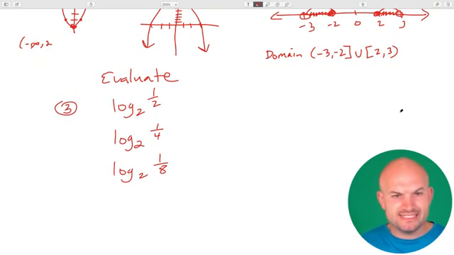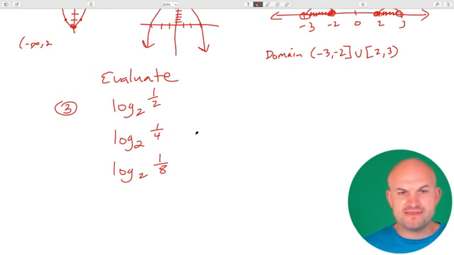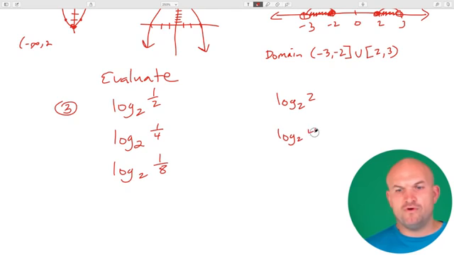All right, next one is evaluate. Well, so I think really to understand this one, we got to understand what it means without fractions. So what is log base 2 of 2? What is log base 2 of 4? And what is log base 2 of 8?